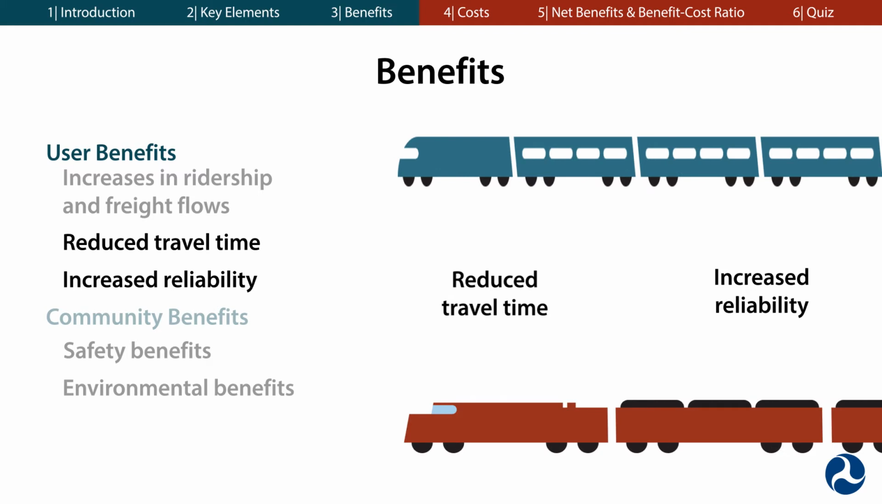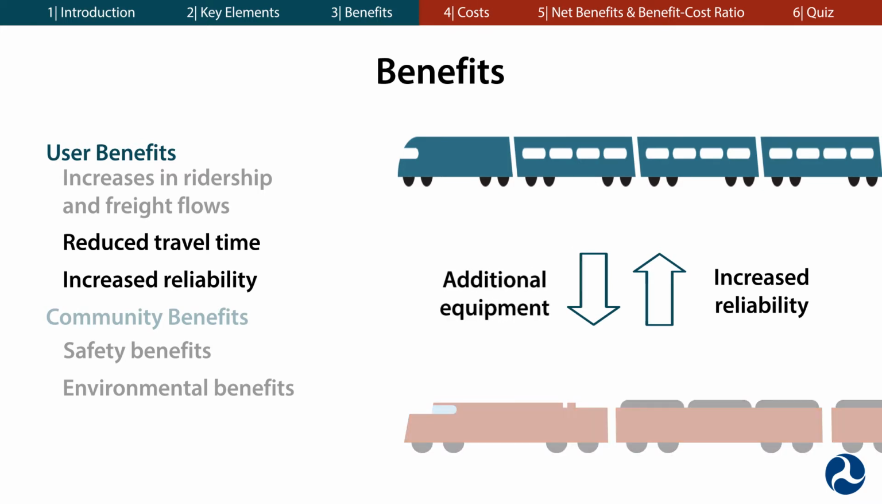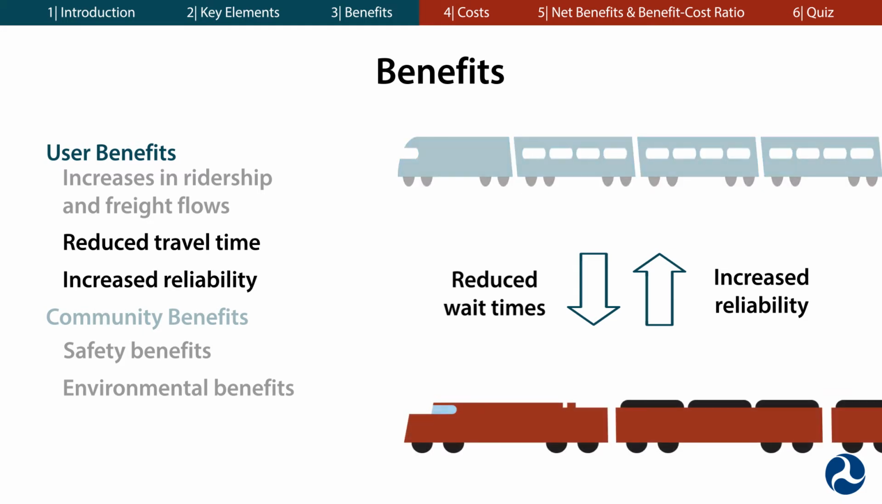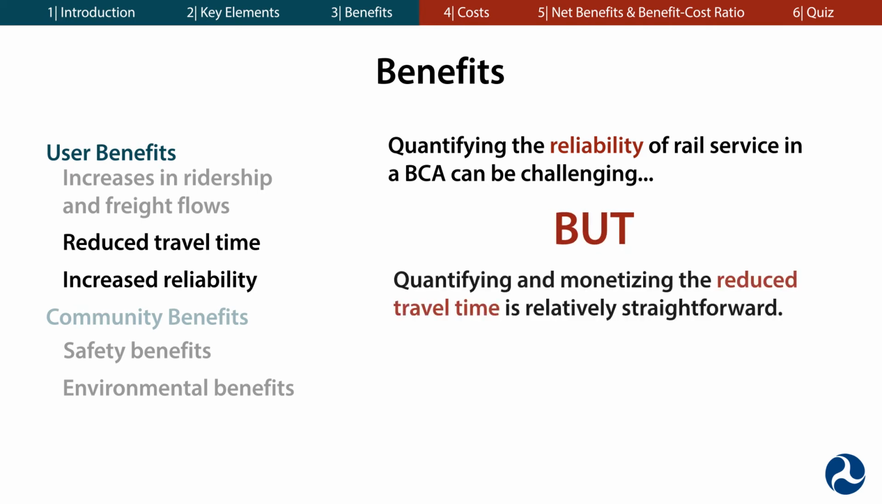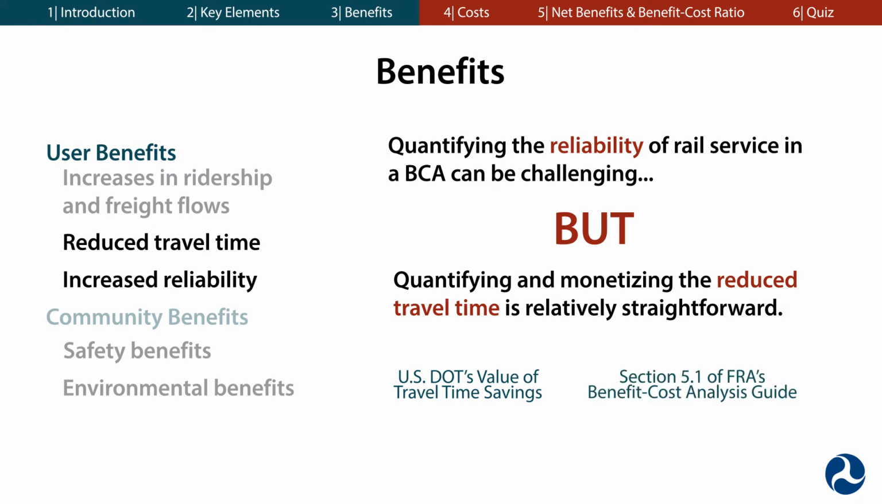Two benefits that users of the rail system may experience are reduced travel time and increased reliability. For both passenger and freight railroad operators, increased reliability may help them use their fleets more efficiently, which reduces the need for additional equipment. For passengers, increased reliability reduces wait times and makes taking the train more predictable. For freight, increased reliability may decrease the cost of shipments and help streamline supply chains. Quantifying the reliability of rail service in a BCA can be challenging, but quantifying and monetizing the reduced travel time is relatively straightforward. FRA recommends you use the Department of Transportation's Value of Travel Time Savings, as well as Section 5.1 of FRA's BCA guidance to help calculate these.